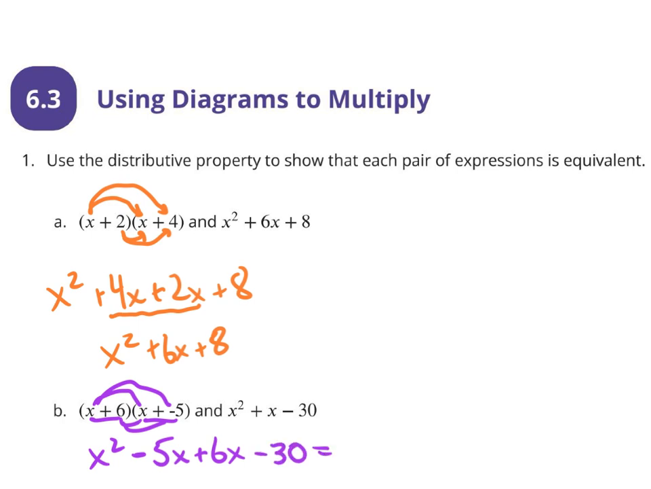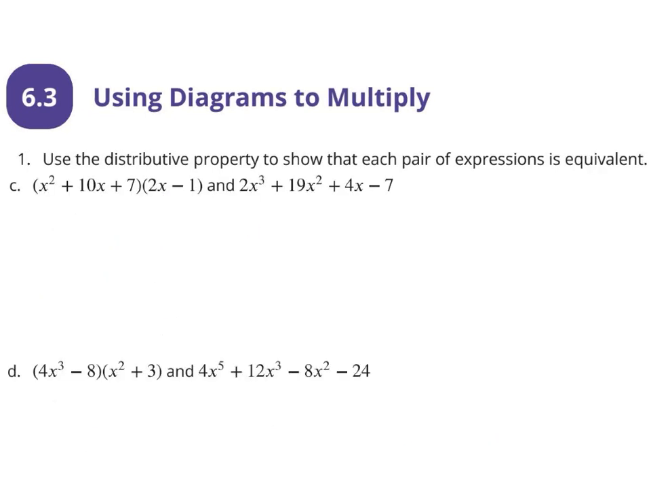And that gives me x squared plus 1x minus 30. Now, mathematicians are lazy. They don't like writing ones. But if you leave a 1 in your answer, it should not mark it wrong.